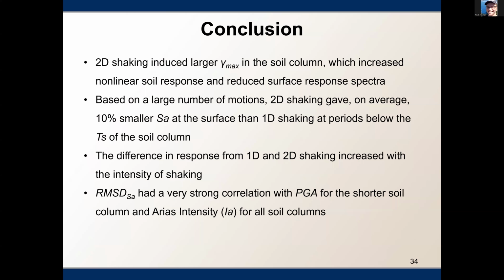Also, the difference between 1D and 2D shaking increases with the intensity of shaking, as we've seen with different intensity measures. And the root mean square difference in spectral acceleration has a very strong correlation with PGA for the shorter soil columns, and the Arias intensity if you consider all the soil columns.